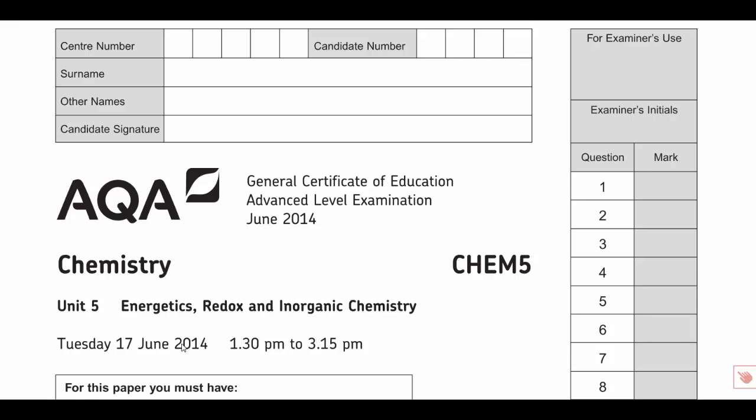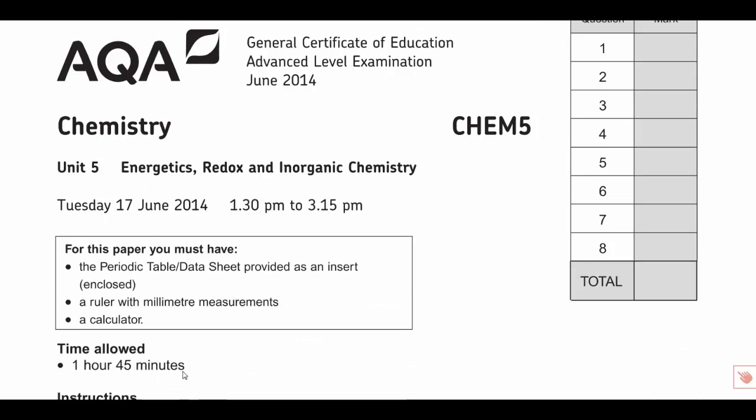Right, so this is the CHEM5 June 2014 paper. We're going to go through it as I've done with other ones, start to finish, fairly quick, fairly non-stop. The aim is just to give you a general idea of how to answer the questions, a little bit of theory, but concentrating mostly on exam technique and what to put down in certain questions. It's an hour and 45-minute paper.